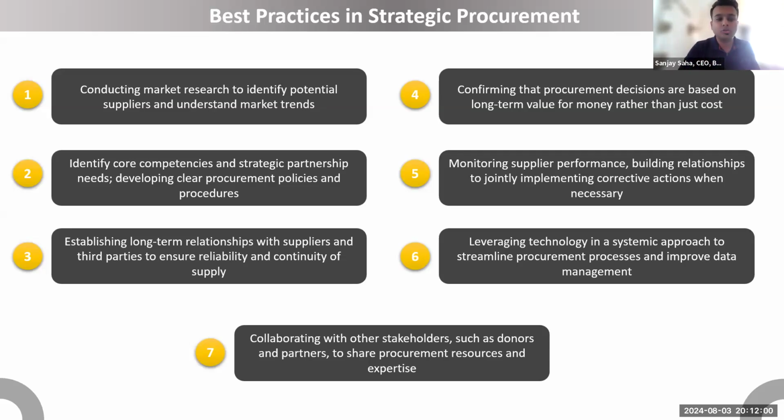Now let's go to number two. Identify core competencies and strategic partnership needs, developing clear procurement policies and procedures. So you also need to define your procurement policy. Now, what do you mean by policy? Policy would mean, for example, how will you negotiate? Or, just like Bethel asked, you need to put it in the policy: how will you select suppliers? That's a policy. Some organizations have a policy that they will undertake QCBS supplier selection, while some organizations have a policy that they will only look at lowest cost, L1. We don't care about quality.